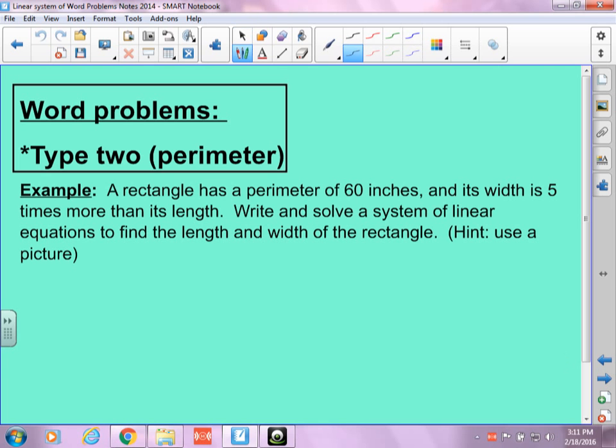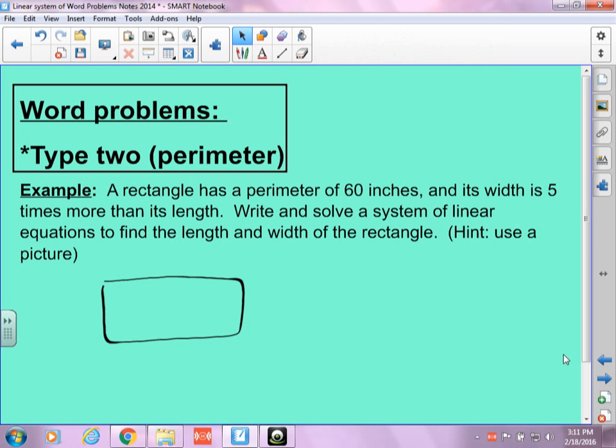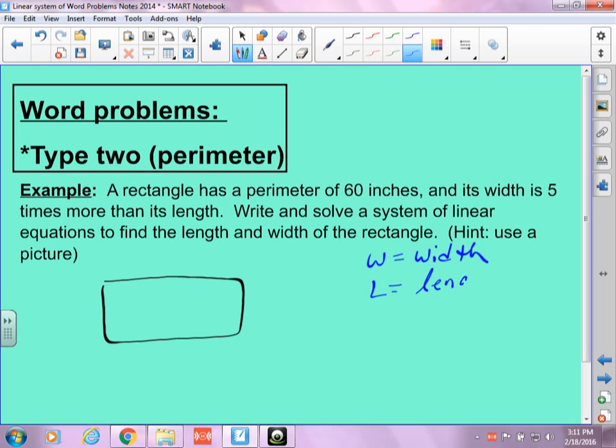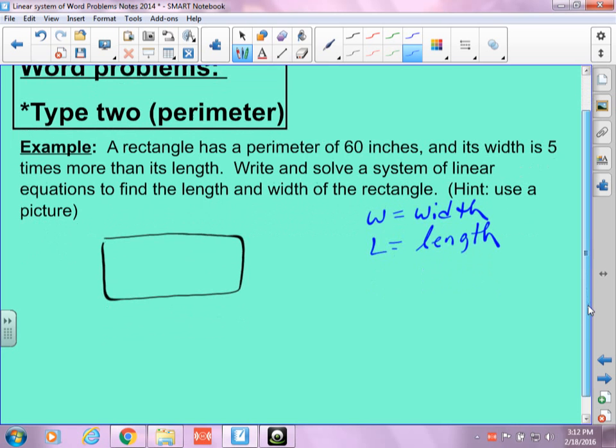So first of all, I'm going to draw a picture of a rectangle. Step 1 was to read it. So I know I have to find the perimeter, and I know that I'm dealing with a rectangle. The second step is to define my variables. I'm going to let W equal the width, and I'm going to let L equal the length. I do want you to define these every time you use them, because some people use X, some people use Y, some people use L, some people use W, and they have to know what you're dealing with. All right? So I defined my variables.